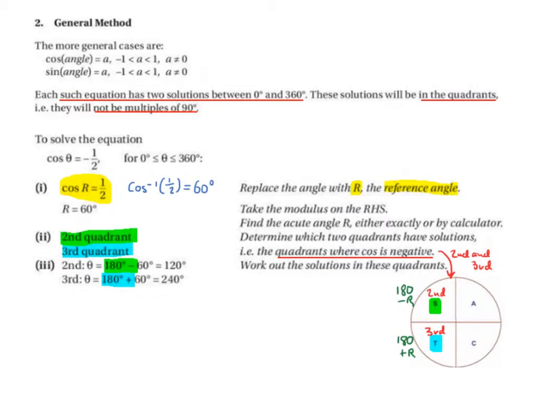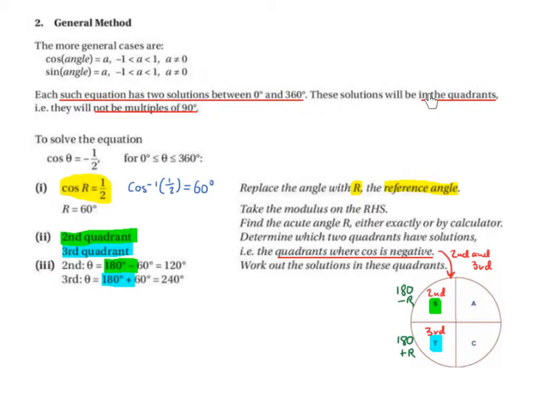The more general cases are cos of the angle equals A, when A is between minus 1 and 1, and A is not equal to 0, or sine of the angle equals A, when A is greater than minus 1, less than 1, and A is not equal to 0. Each such equation has two solutions between 0 degrees and 360 degrees.